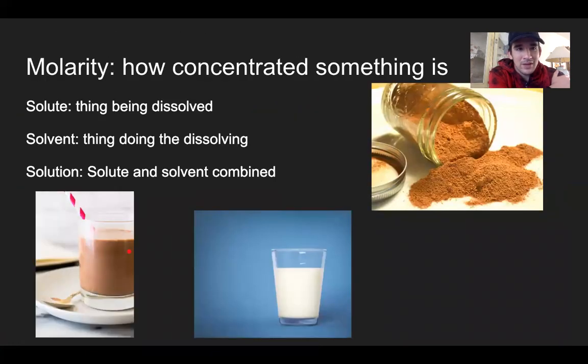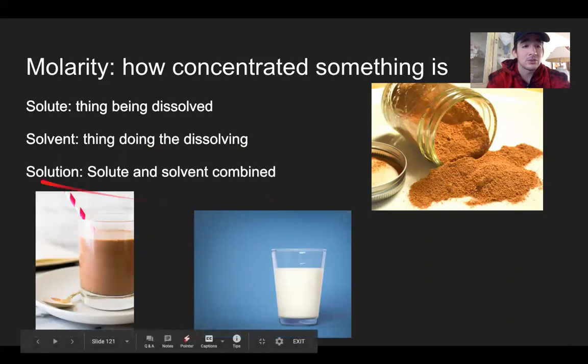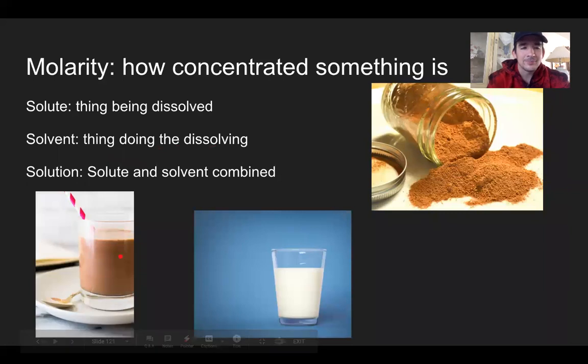Remember just some vocabulary from last time. If you didn't watch the lesson from last time, you need to go back to the lesson on molarity and watch that, because we're going to be using some of the terms from last time a lot in this video. So remember, molarity is how concentrated something is. A solute is the thing being dissolved. So solute is the chocolate powder we have here. The solvent is the liquid doing the dissolving. That would be the milk. And then the solution is the solute and solvent combined, which would be the chocolate milk right here.